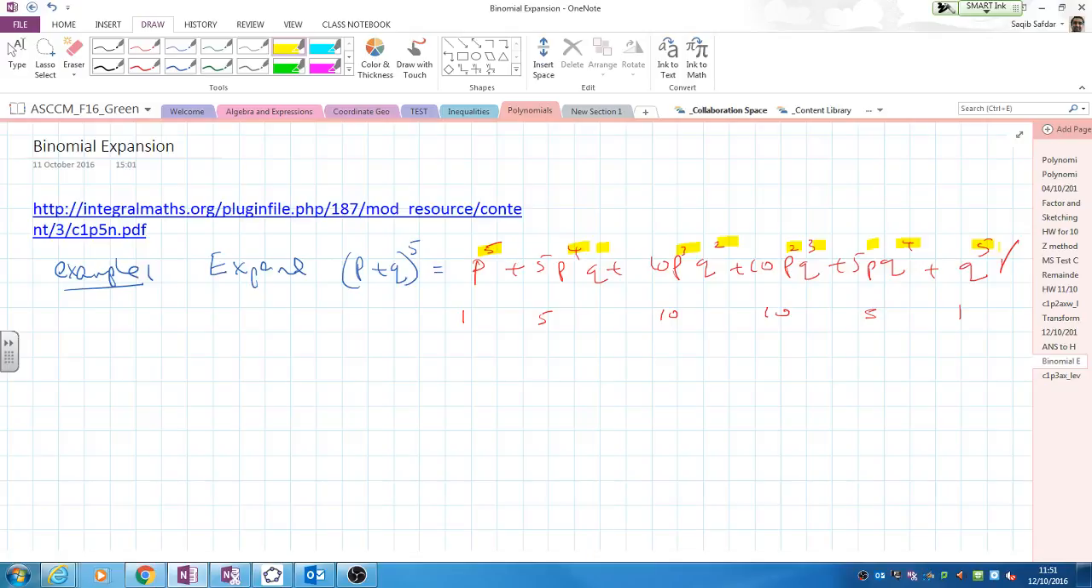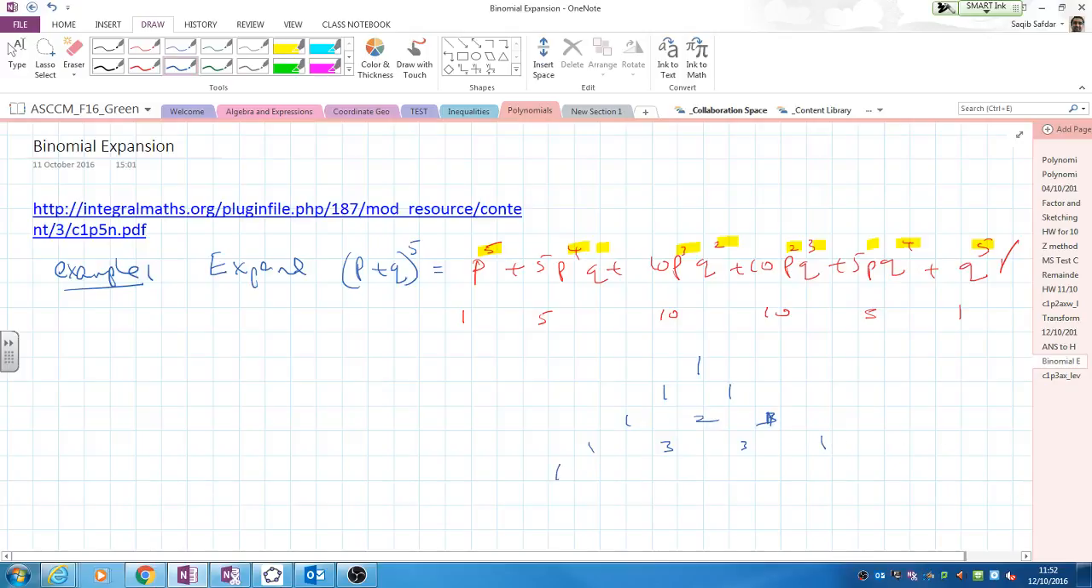Now, one of the things you'll find, does anyone recognize these numbers? Right, 1, 5, 10, 10, 5, 1. Right. What is Pascal's triangle? Yeah. How does it work? So 1. Then 1, 1. Then 1, 2, 1. 2 plus 1 gives us 3. So that's a 1. 2 plus 1 gives us a 3. And then you've got a 1.